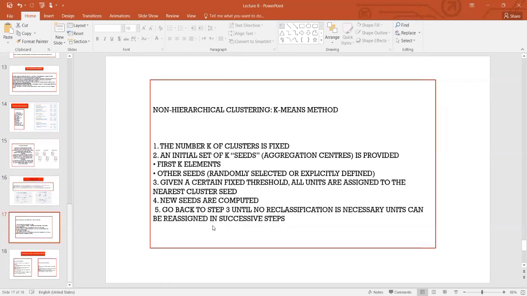Non-hierarchical clustering K-means method هنستعملها بال spss مثل ما قلنا قبل. هنطلع the number K of clusters is fixed. An initial set of K seeds, aggregation centers, is provided. First K elements, or other seeds randomly selected or explicitly defined. Given a certain fixed threshold, all units are assigned to the nearest cluster seed. New seeds are computed, so go back to step 3 until no reclassification is necessary. Units can be reassigned in successive steps.